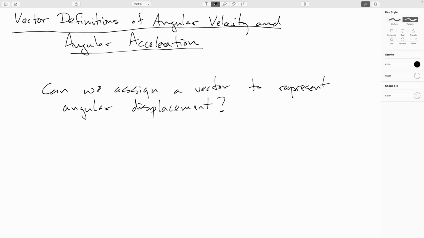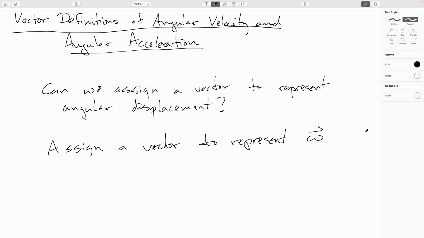And in this next clip here, I'm going to ask you to figure out a way that we can assign an arrow, assign a vector, to represent angular velocity. So omega, but now we're going to put a little vector sign over it. So go ahead and get back with me after this clip.